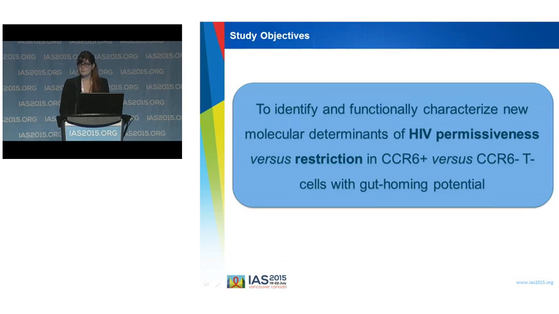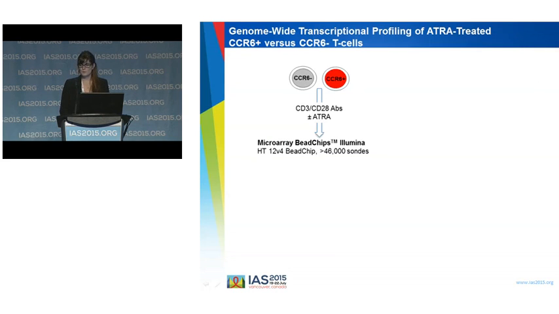So the objective of this study is to identify and functionally characterize new molecular determinants of HIV permissiveness versus restriction in CCR6 positive versus negative T cells with gut homing potential. To this aim, we used the Illumina technology for genome-wide analysis of gene expression in CCR6 positive and negative T cells, treated or not with ATRA.